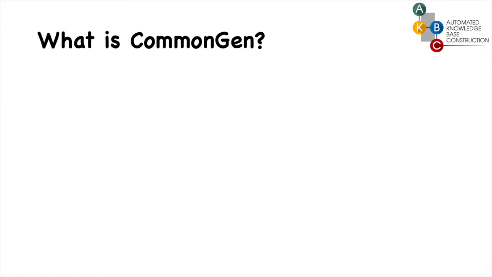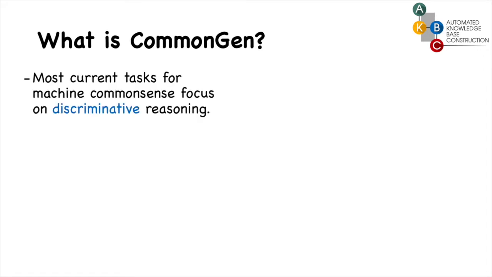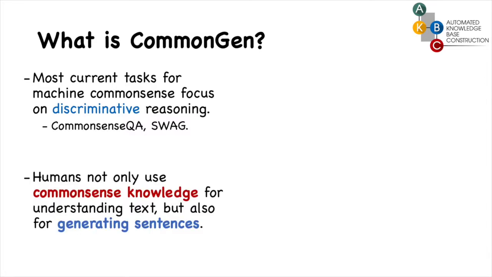What motivates our research is that most current commonsense reasoning datasets mainly focus on discriminative reasoning problems, such as commonsense QA and the SWAG dataset. However, humans not only use their common sense for understanding text, but also for generating sentences. We thus propose a new dataset named CommonGen.